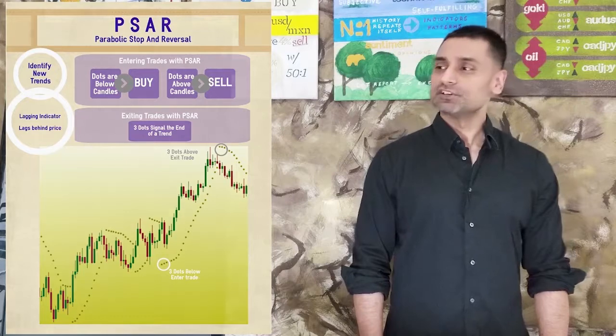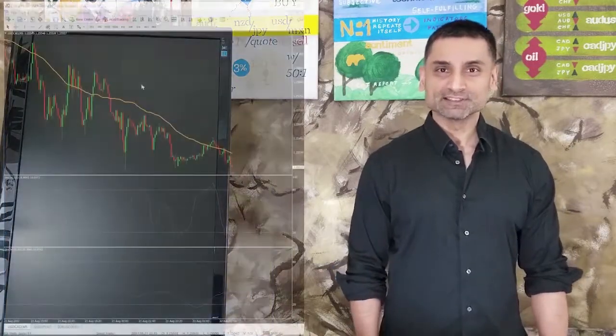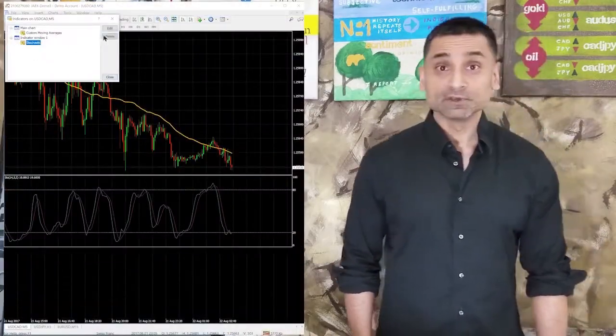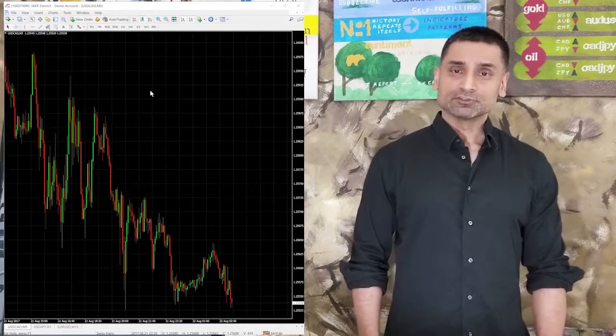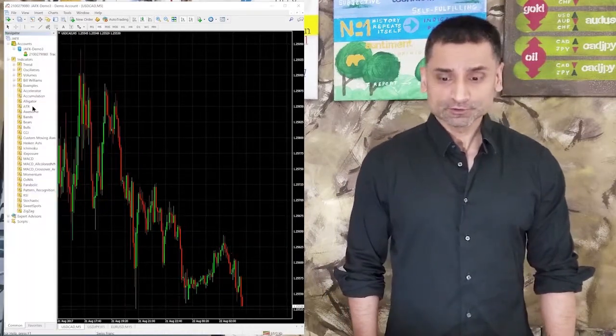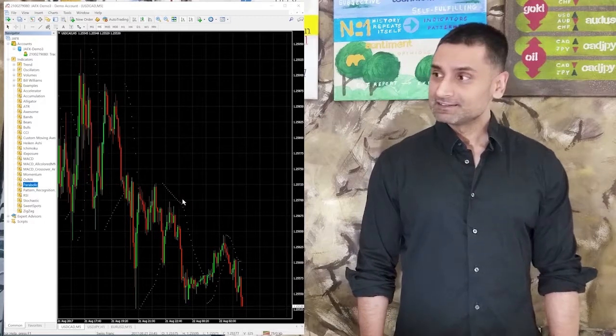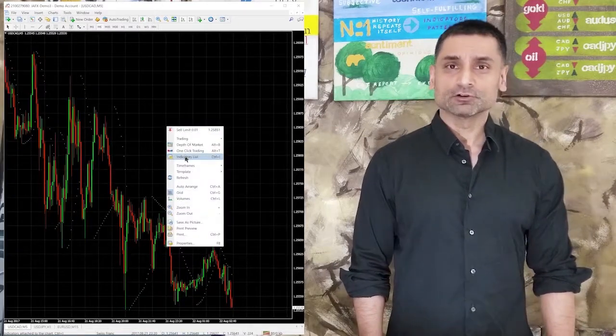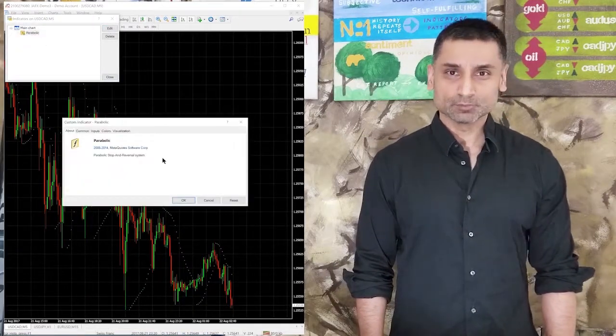So let's go ahead and put it on the chart so we can all see it. It's also included with the platform. So just double click in the indicators folder, and then you can edit. And as you can see, the defaults are 0.02 and 0.2.